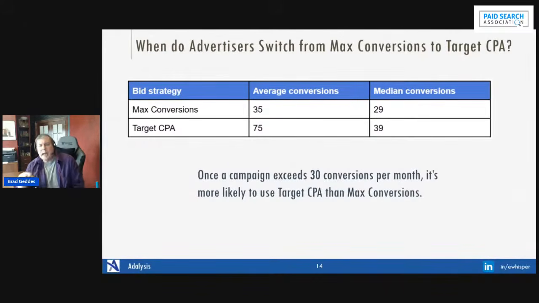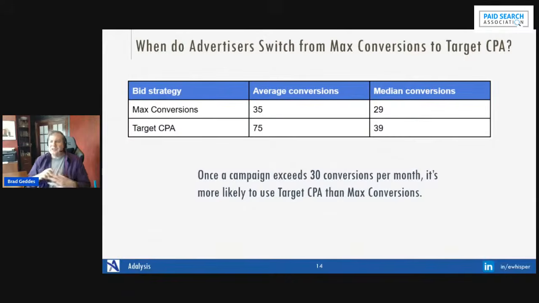And for max conversion, the median conversions per campaign was 29, right? Target CPA, it was 39. Now, we've heard for years that usually at 30 plus conversions per month, then target's better than max. At under 30 conversions a month, max is better than target. Happens to be true. It really is that switch right around 30 conversions a month. Target outperforms max. And that's also when advertisers switch.